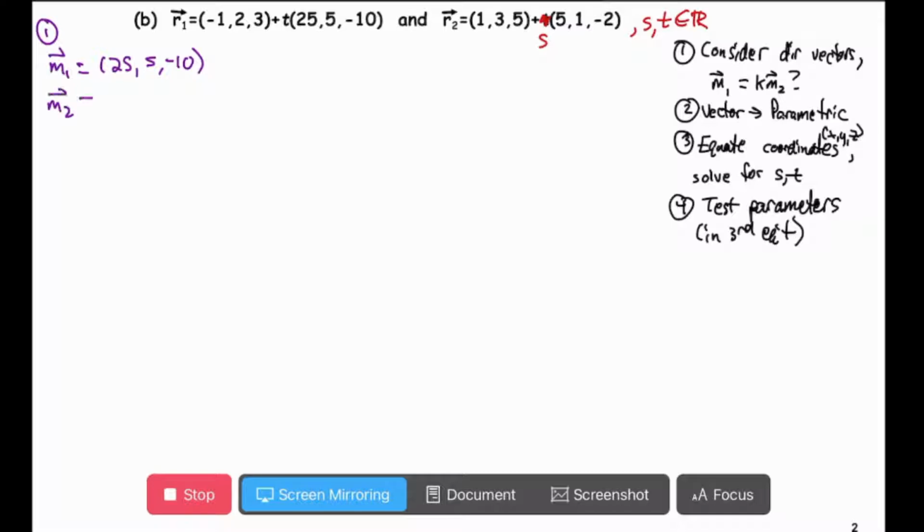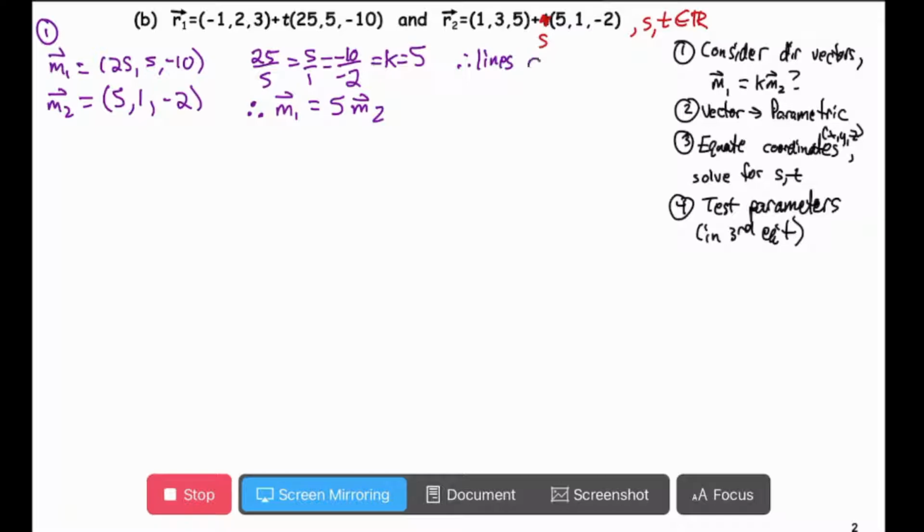And our direction vector for line 2 is 5, 1, and negative 2. And you might see a pattern there already, but let's do our calculation. 25 over 5 equals 5 over 1 equals 10 over negative 2, and those all equal 5. So therefore, we see that m1 is equal to 5 times m2, which means these lines are parallel.